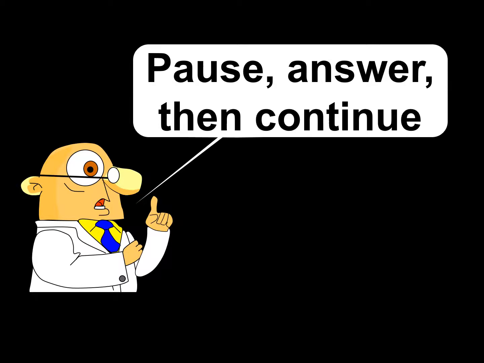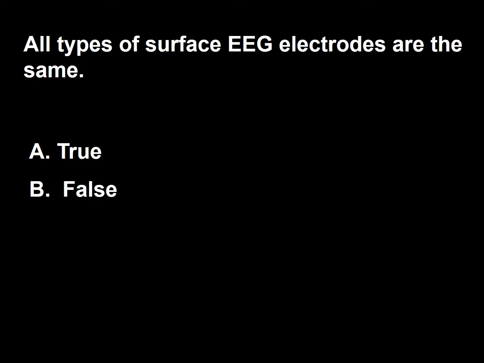I will conduct this talk in a question and answer style. I recommend you pause the video on each question, read it, answer it, and only after you have done so continue rolling. Here goes the first question. All types of surface EEG electrodes are the same. A, true; B, false.